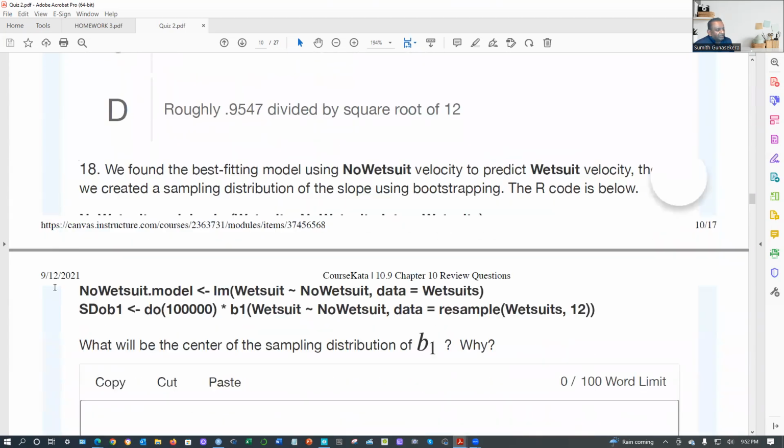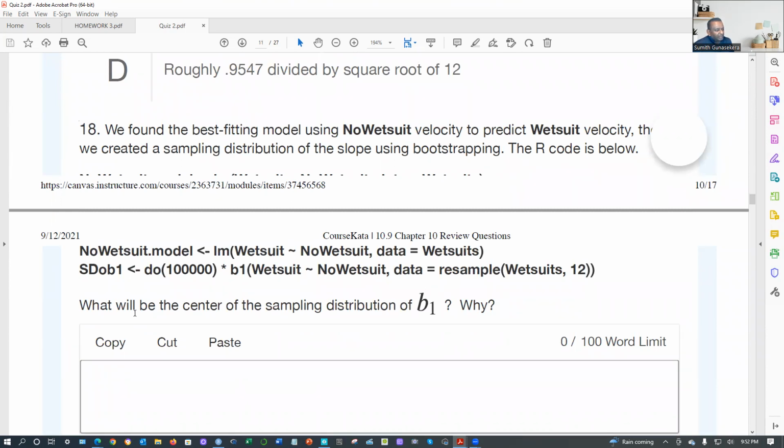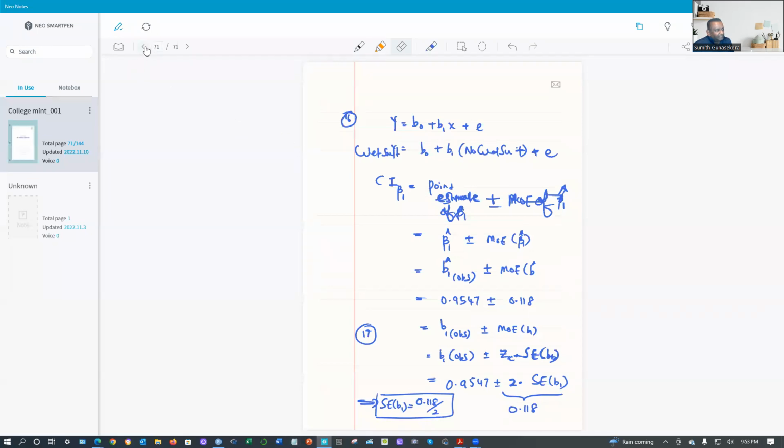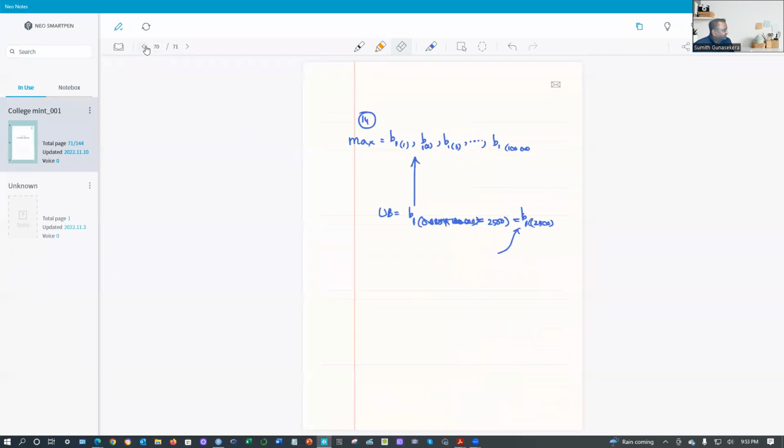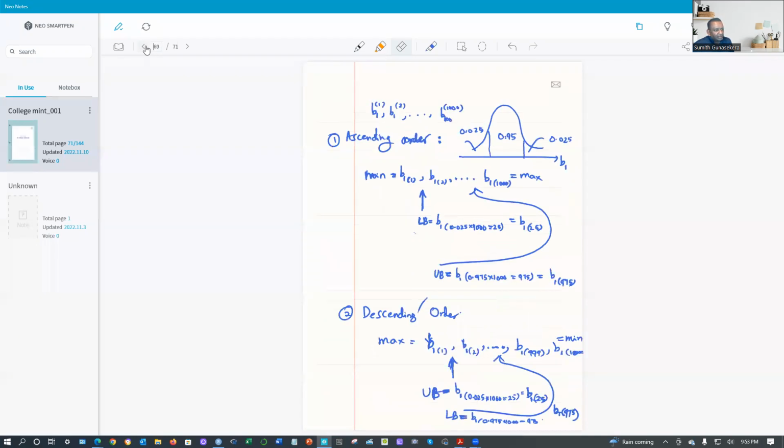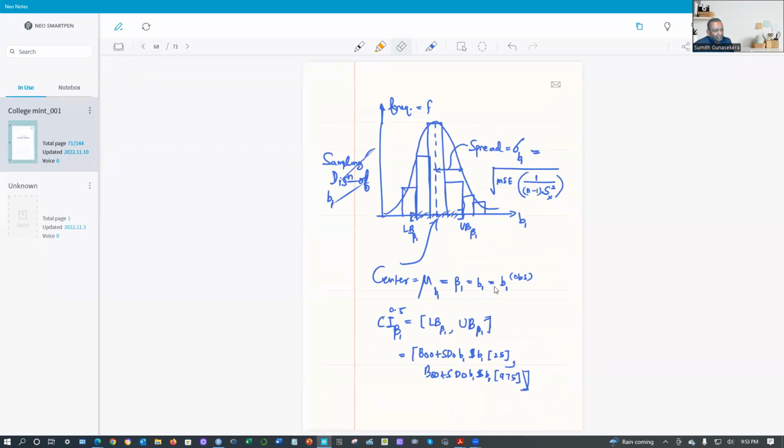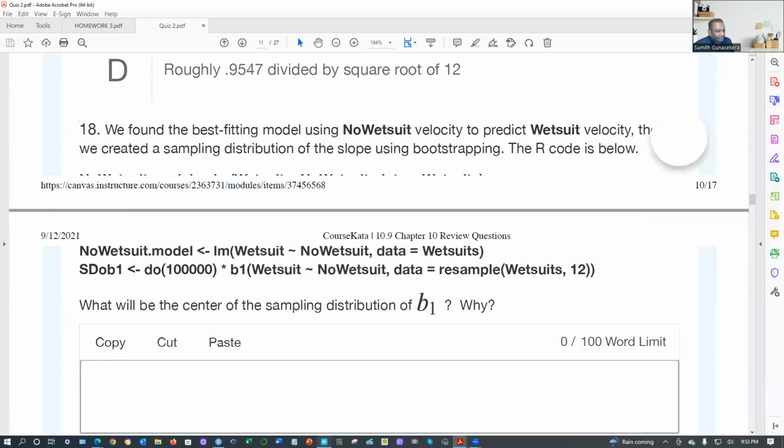Okay. We found the standard error of the sampling distribution. Create a sampling distribution using bootstrapping. The R code has been given. What will be the center of the sampling distribution of B1? What would be the center? You saw the center. You don't have to worry about this one. I drew this one. What's the center of the distribution? It is nothing but the B1 ops, the B1 observed value. So that's one.